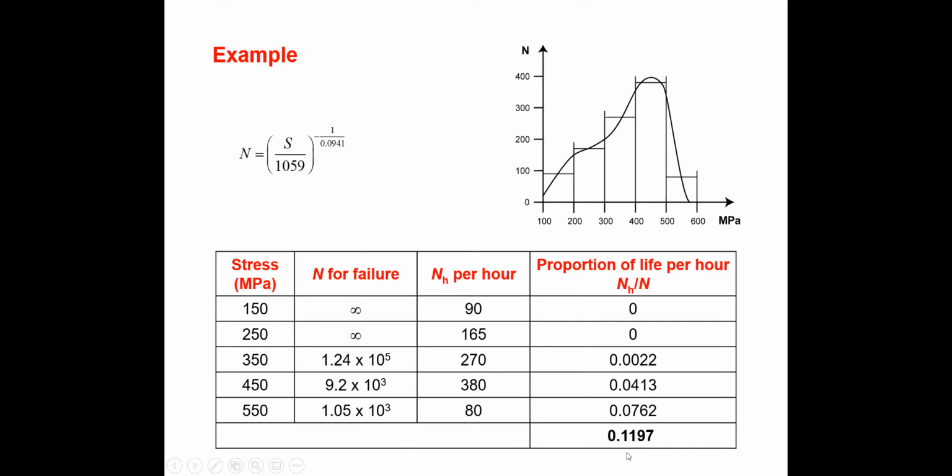Yes, sir. So the summation is 0.1197. So assume 0.12. This is out of 1, so out of 100, it is 12%. So that particular specimen within 1 hour, 12% damage will happen.